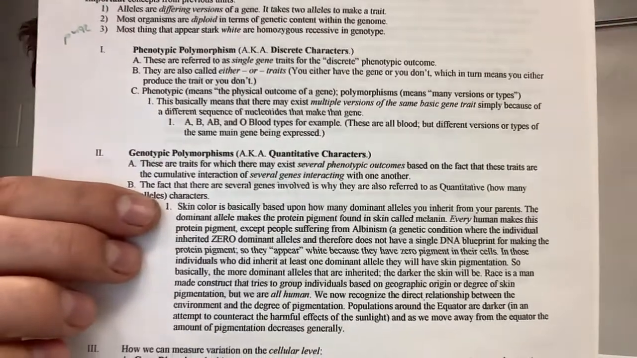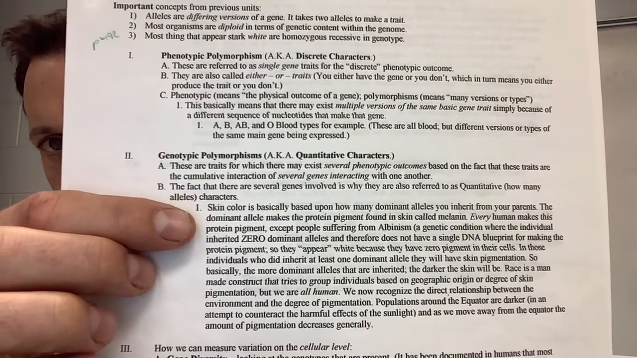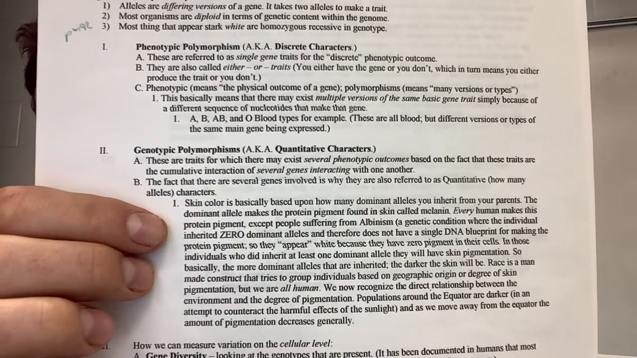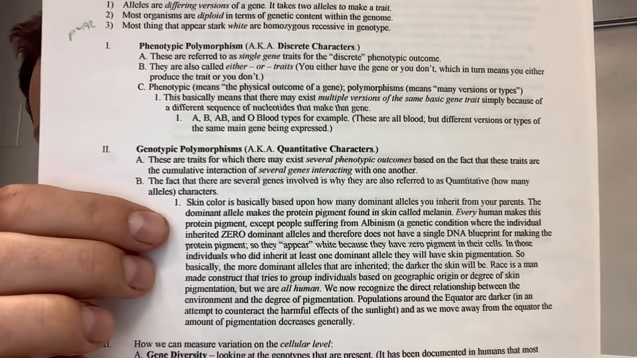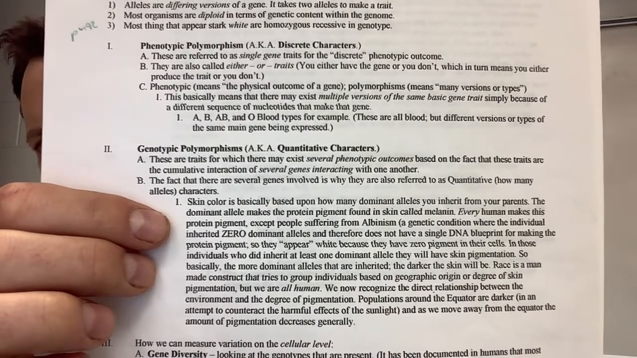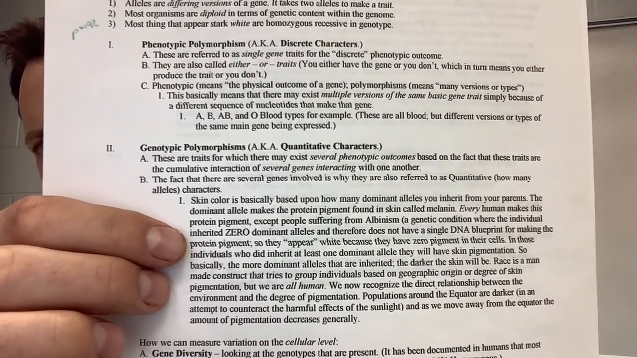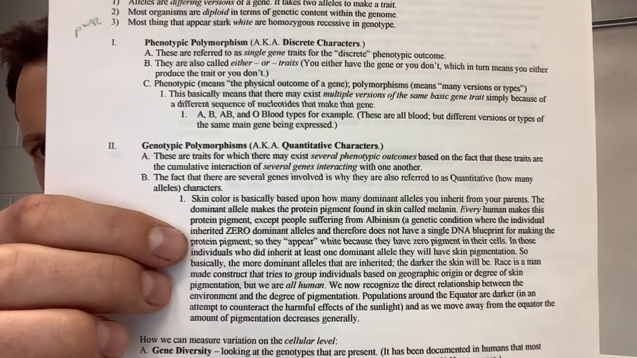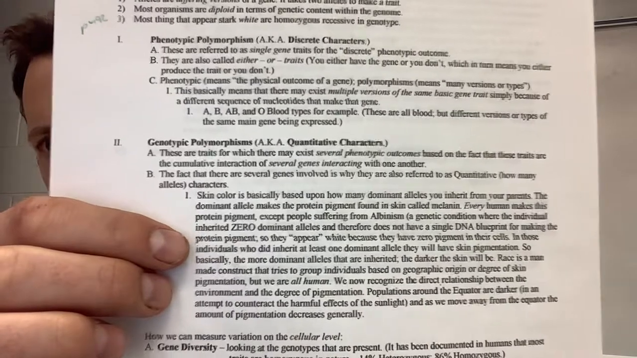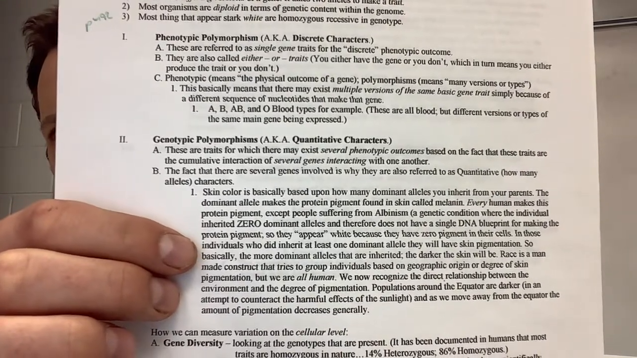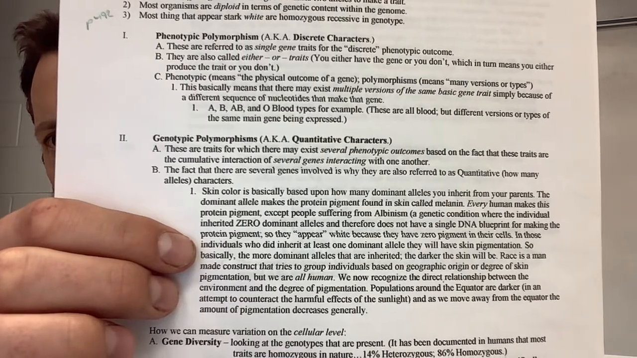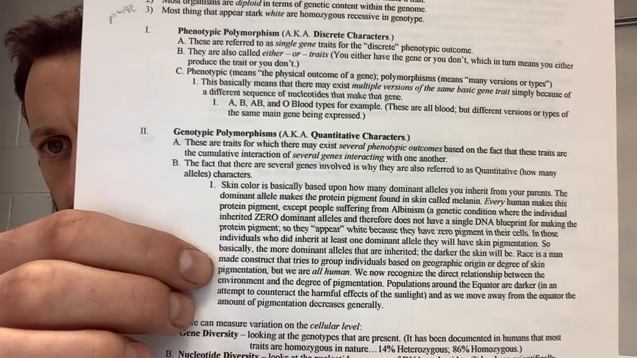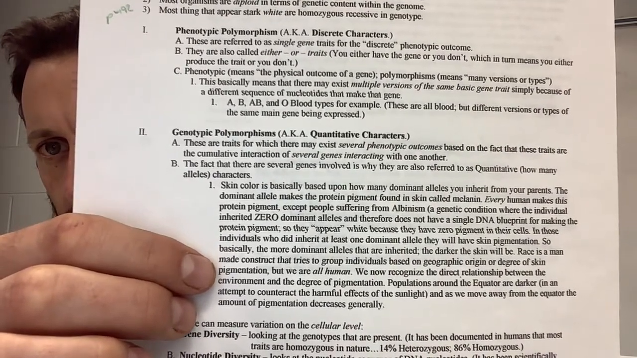Skin color is basically based upon how many dominant alleles you inherit from your parents. The dominant allele makes the protein pigment found in skin called melanin. Every human makes this protein pigment, except people suffering from albinism, a genetic condition where the individual inherited 0 dominant alleles and therefore does not have a single DNA blueprint for making the protein pigment. So they appear white because they have 0 pigment in their cells. In those individuals who did inherit at least one dominant allele, they'll have a skin pigmentation. So basically, the more dominant alleles that are inherited, the darker the skin will be.